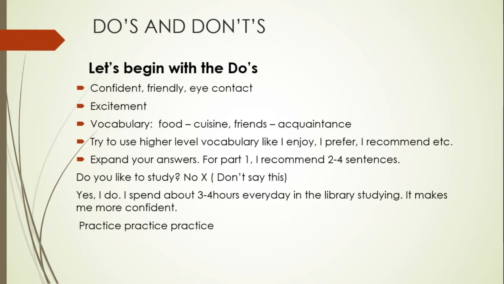You should be confident, friendly, and maintain eye contact with the examiner. Try not to look down when speaking. Excitement: you should be happy when speaking about something. And your vocabulary, like I said earlier, for food you can say cuisine, for friends, acquaintance. These are other vocabulary you can use. Try to use high level vocabulary like I enjoy, I prefer, I recommend, etc.